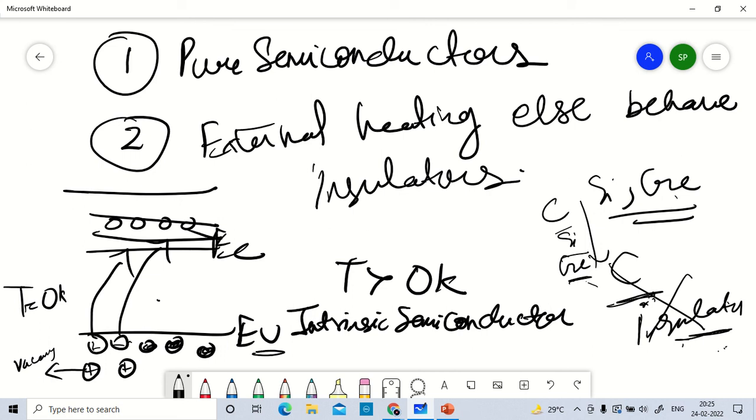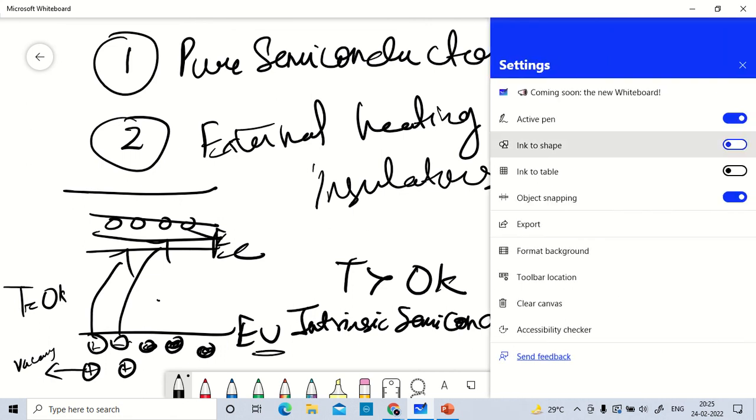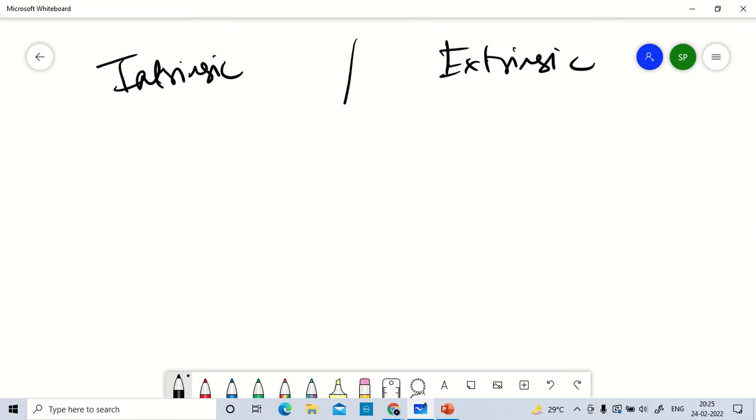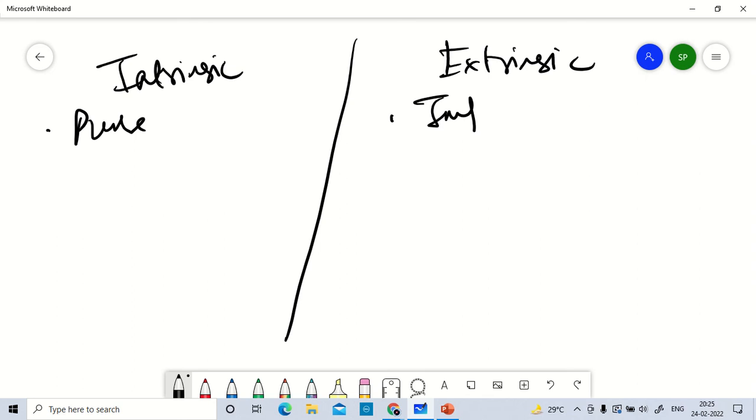Now the main differences between intrinsic semiconductors and extrinsic semiconductors, let me write them down. Intrinsic, extrinsic. They are pure, as I said, whereas extrinsic ones have impurities. I'm just writing in short, you can elaborate later.